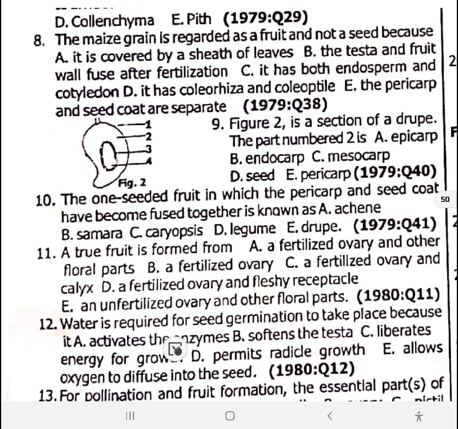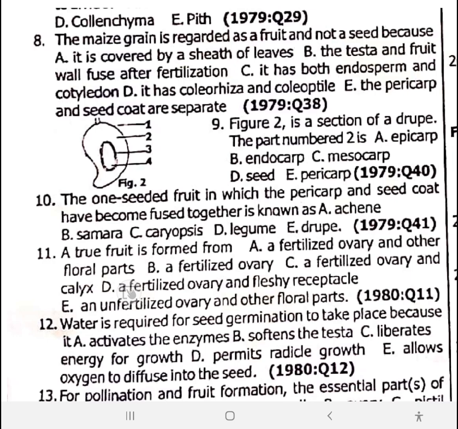Number 11. A true fruit is formed from, true fruits are fruits formed from the fertilized ovary only. An example is mango. Next, false fruits are fruits that are formed from the ovary and other floral parts. Examples are cashew nut and apple.